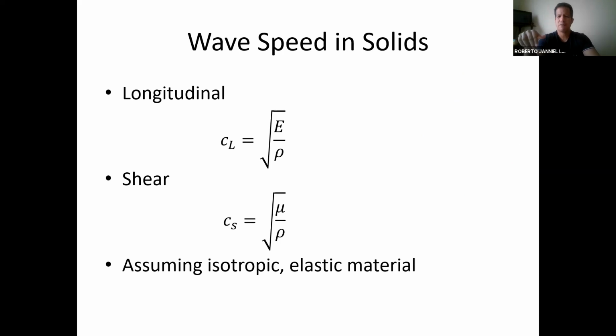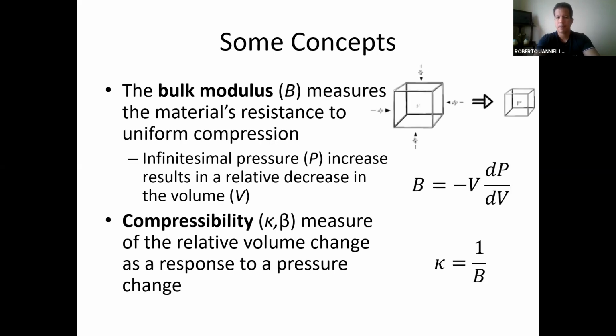And in general, when you have the propagation of waves in solids, you have your longitudinal wave, which has a speed of square root of E divided by rho, and your shear wave, which has a speed of square root of mu divided by rho. And this is, of course, assuming it's an isotropic material.